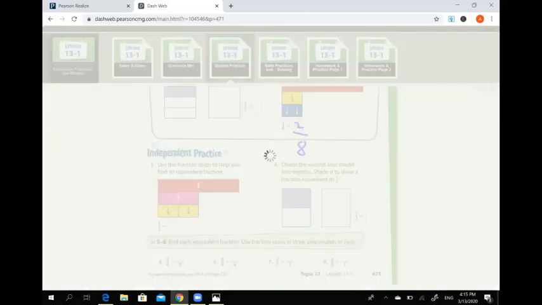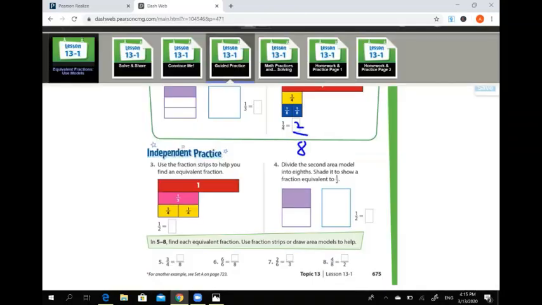Okay, let's move to question number 3. Use the fraction strips to help you find an equivalent fraction for 1/2. As I see 1/2 from here to here, it's the same as 2/4.